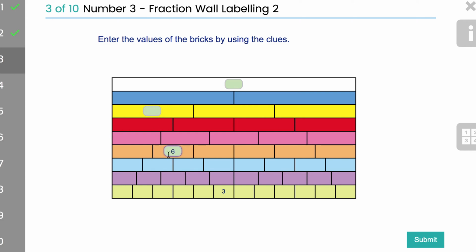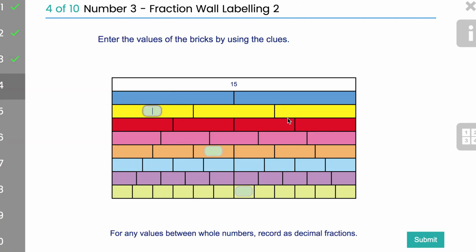So if this is 6 and this is 6, a third's going to be 12. And now we've got 3 of these 12s to make up the whole. So 12 and 12 and 12 is 36. So that must be the whole at the top. Okay, so just use the clues you've got, and go from there.